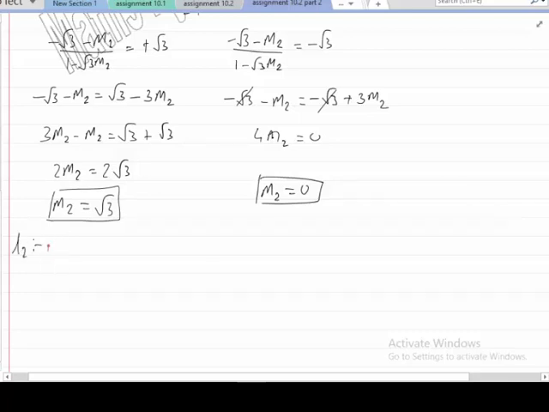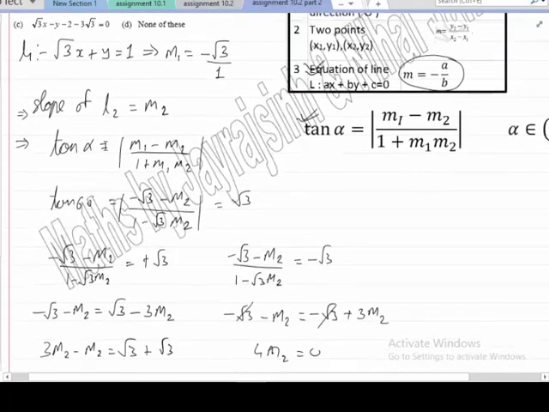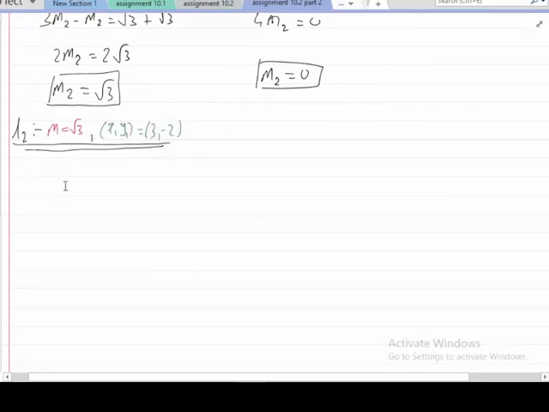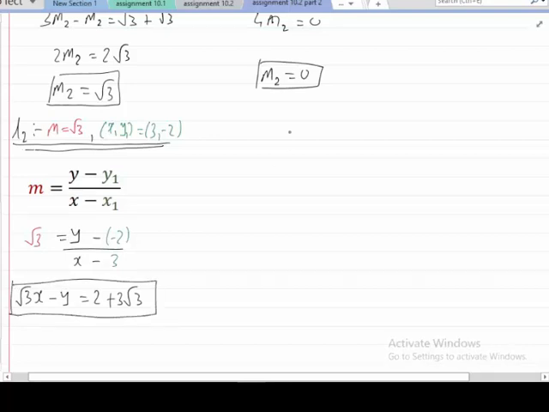Now let's take the first option, m is equal to root 3, and we already know that line L2 is passing through (3, minus 2). Let's use that point for the point slope method. Here we have the point slope equation. Just put the data. M is root 3. y minus y coordinate is minus 2, x minus x coordinate is 3. Let's cross multiply. So we will get root 3x minus y is equal to 2 plus 3 root 3. It's the first equation of line.